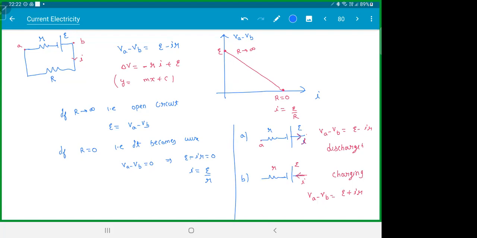Now, combination of batteries. So what happens if you connect a lot of non-ideal batteries?